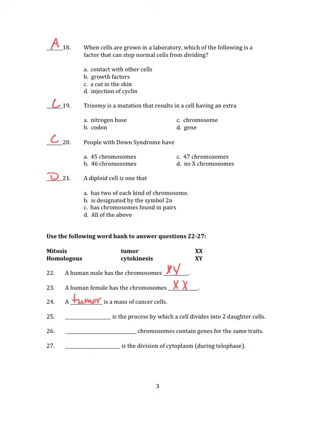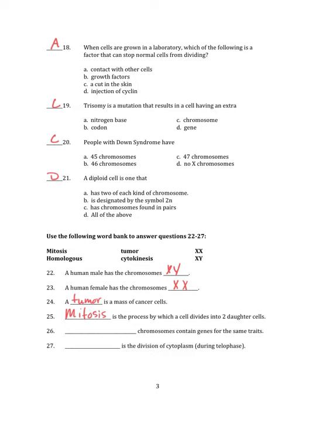Number 25 says mitosis is the process by which a cell divides into 2 daughter cells. And remember, mitosis is different than meiosis, because mitosis produces 2 identical daughter cells that are also identical to the parent cell, whereas meiosis produces 4 daughter cells. All of those are haploid, and they are different from each other slightly, and they're different from the parent cell.